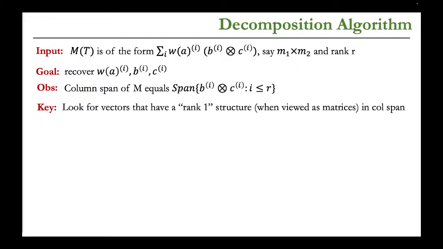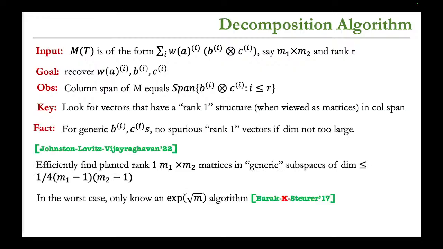Now just knowing the span is not enough to recover the vectors in general. But the observation is that these components are rank 1 when you view them as matrices. When you view them as vectors, they're arbitrary, but I'm trying to find a rank 1 structured vector in a subspace. You can show that there are no other spurious rank 1 vectors in the span of b_i tensor c_i if the dimension of this subspace is appropriately small. And then it turns out that there's also an algorithm to do this.